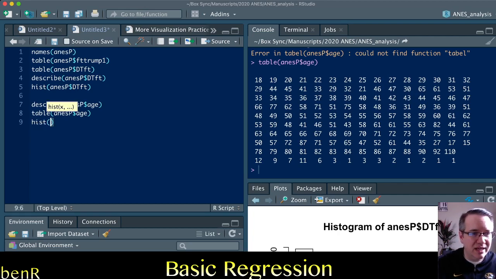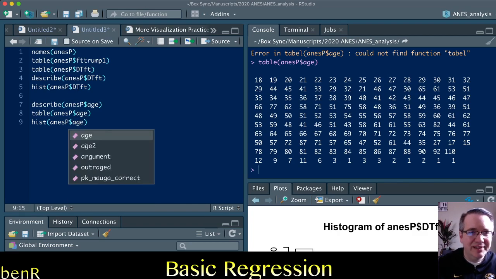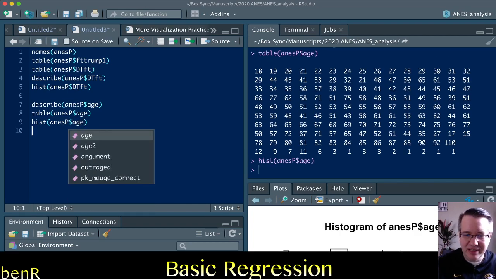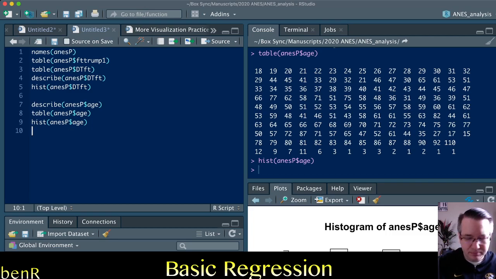And of course, we can get a histogram for our age variable to get a sense for what that looks like. And you'll see, you know, most people are, it looks like, I don't know, between the ages of 40 and 60 or 30 and 60.